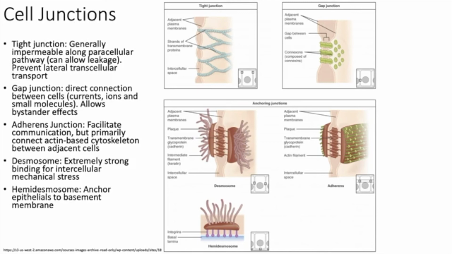In the slide set here, I have all five-ish of the junctions that I wanted to talk about, and then pictures of each of those on subsequent slides. Most of them are from Wikipedia. So, tight junctions are super tight. They prevent things from going through. And they can also prevent lateral transcellular transport, which is the endocytosis or exocytosis between cells that are next to each other.